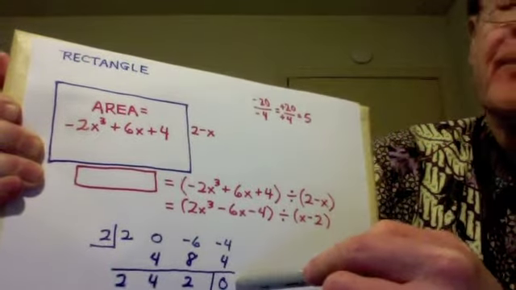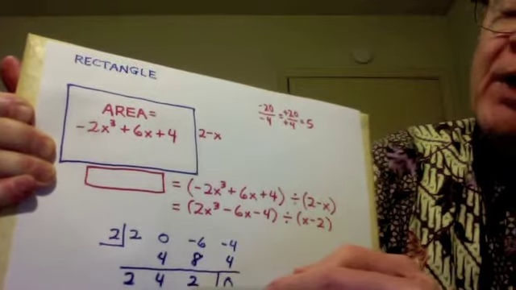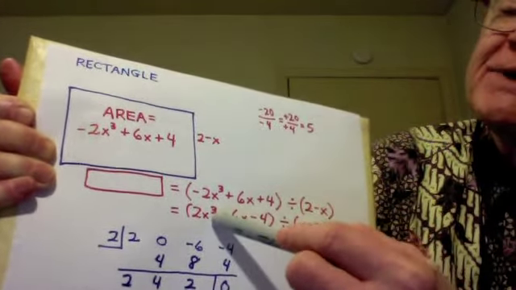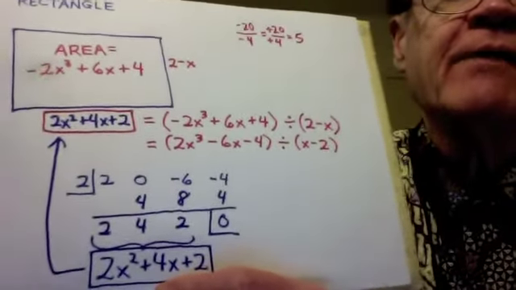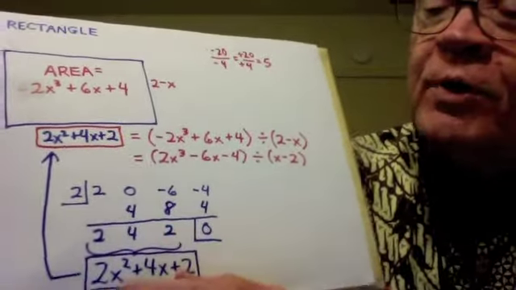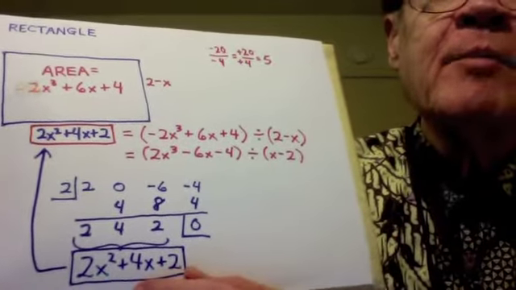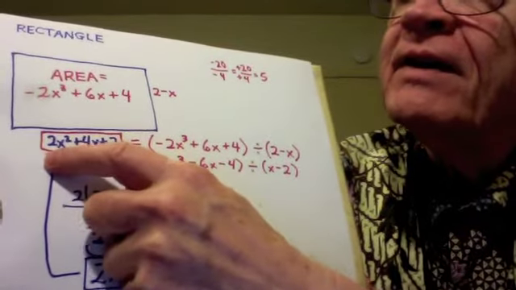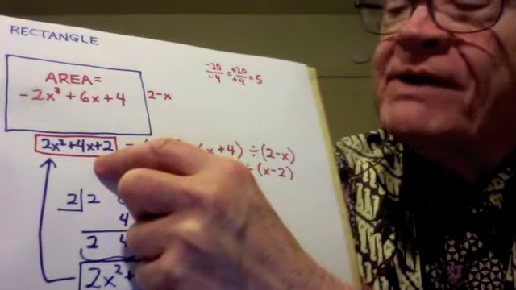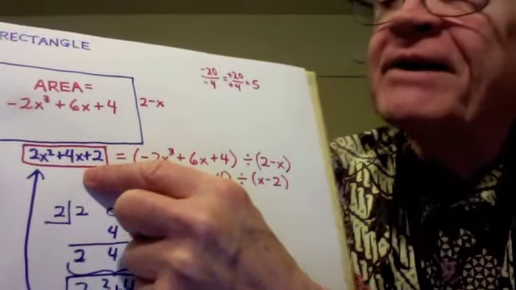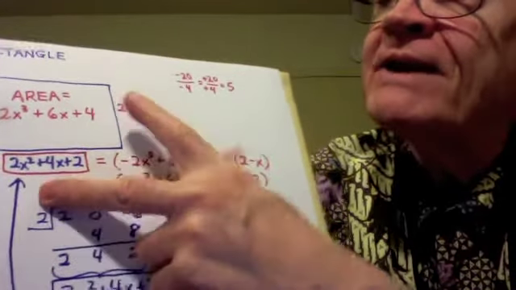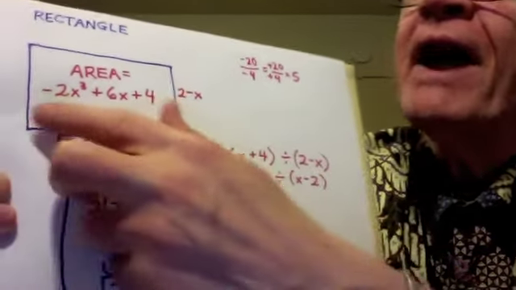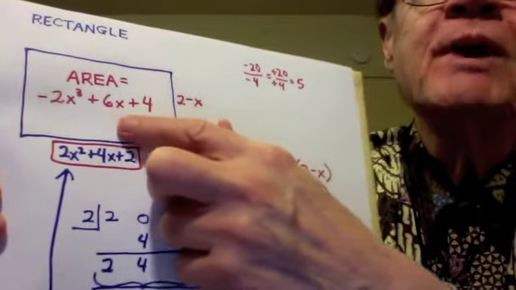0 is the remainder. The 2, the 4, and the 2 are the coefficients of the answer, starting with 1 power smaller than this is. So the result that we get from the coefficients 2, 4, 2 is 2x squared plus 4x plus 2. And that is the length of the base of this rectangle in terms of x. And indeed, if you check it, if you multiply this by 2 minus x, you'll get the given area, negative 2x cubed plus 6x plus 4.